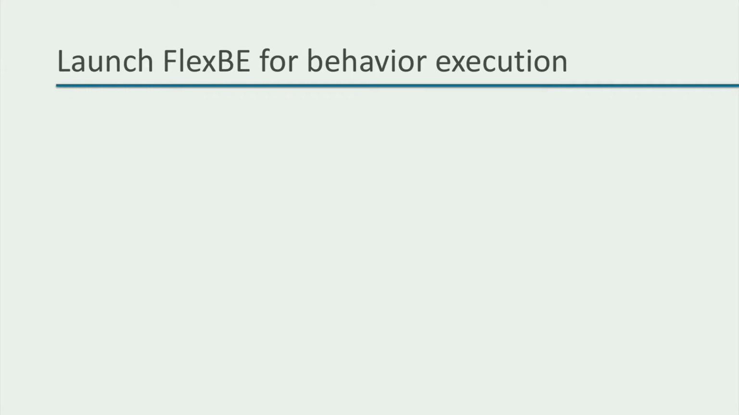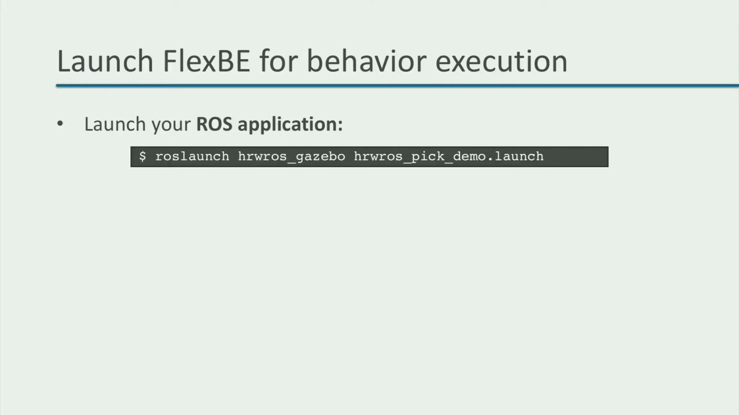Actually, what we miss are two very important things. First, we are missing our ROS application. Without the ROS core and the nodes that implement our capabilities, we cannot execute any action. To launch our ROS application for the pick example in the factory, we can simply use roslaunch with the hrwros pick demo launch file that we included in the repository of the course.